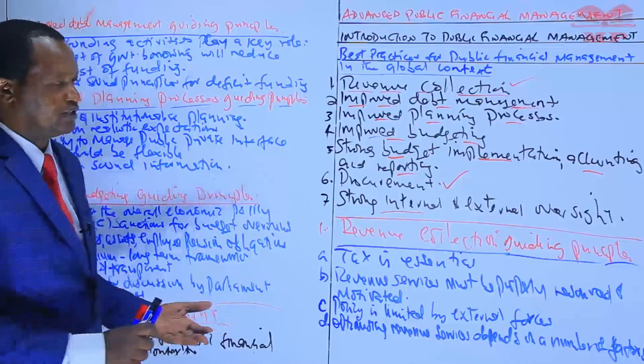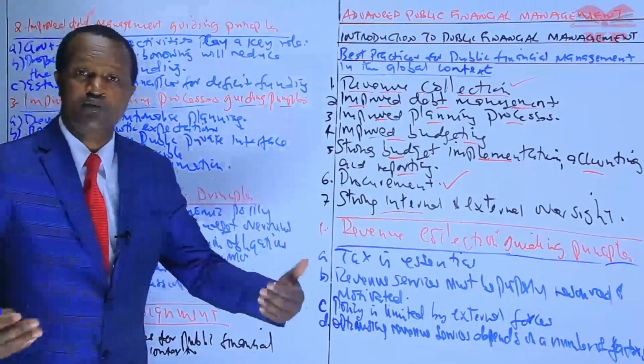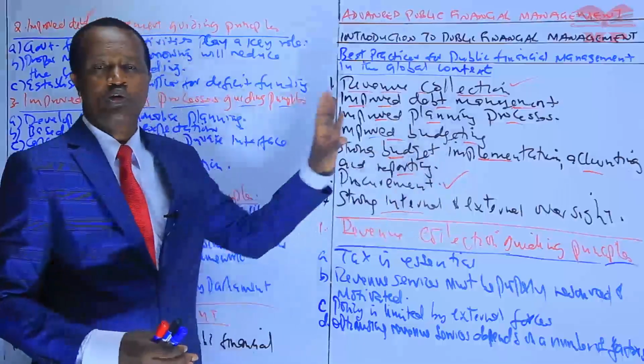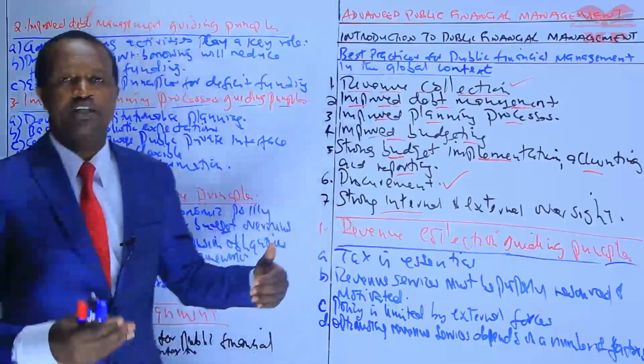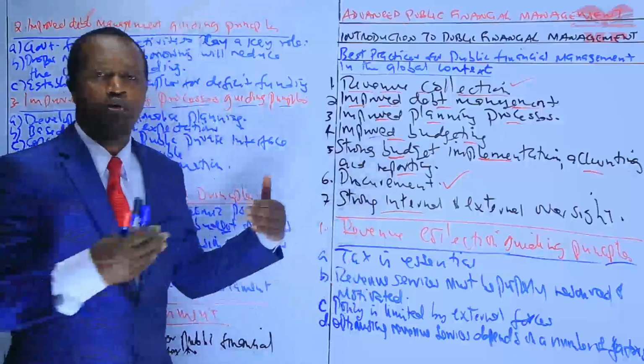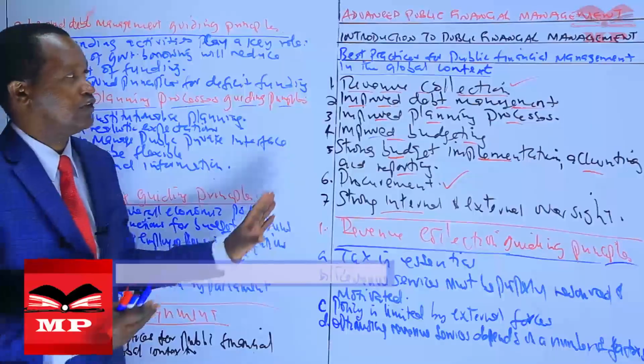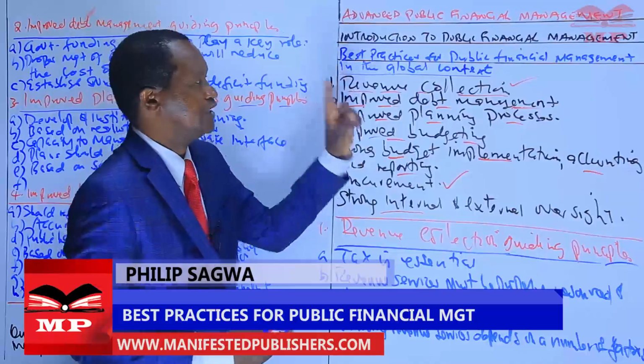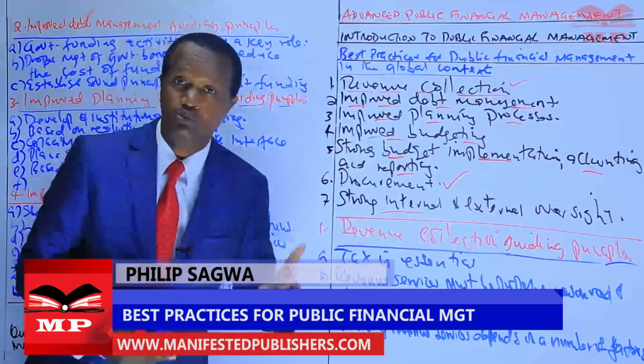If you find that you've made mistakes, then you can learn from your mistakes. Go through the video one more time, then close the notebook, see if you can recall from your memory what we have learned in today's lesson, best practices for public financial management in the global context.